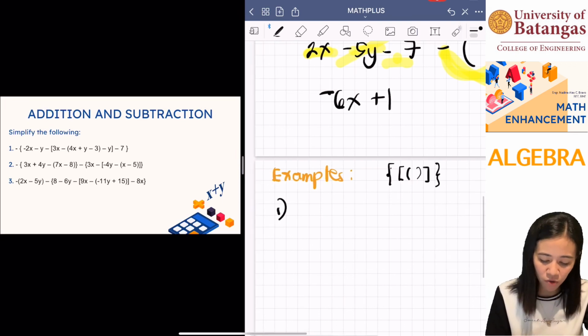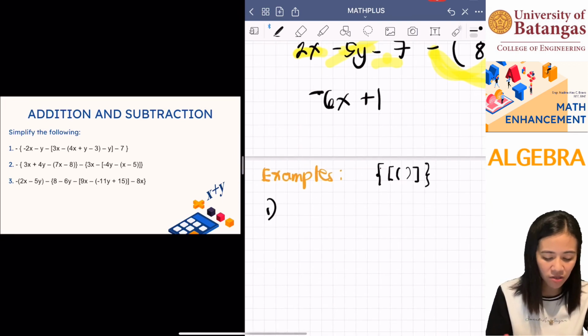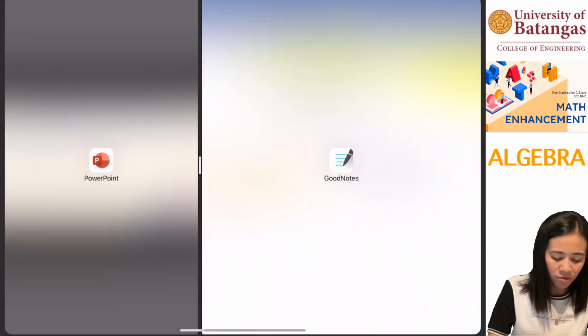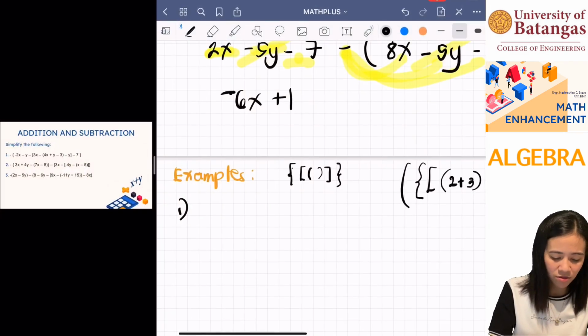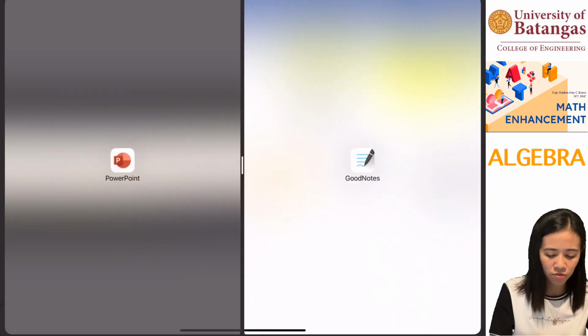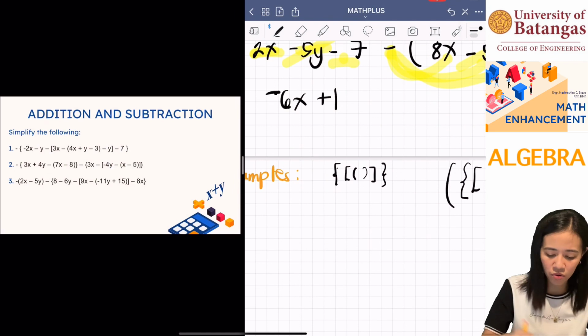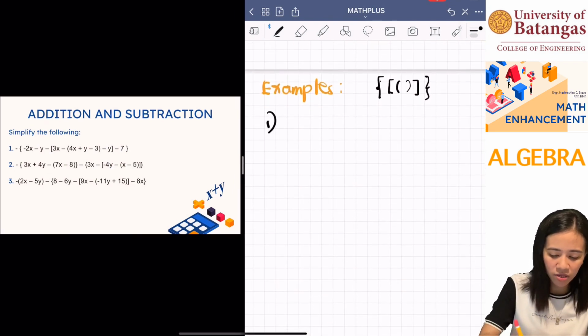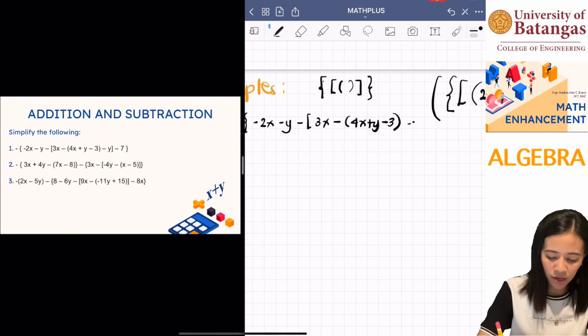Okay, so for number 1, going back, let me write down the given. Okay, so you have number 1. Number 1 is the negative of, so you have a brace there. Negative 2x minus y minus bracket 3x minus parentheses 4x plus y minus 3. Okay, minus y bracket minus 7 braces.